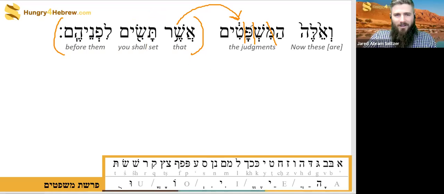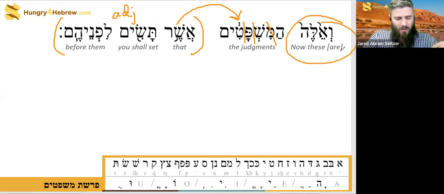So the asher tasim lifnei hem, all of this is a relative clause that acts like an adjective describing something about hamishpatim, the judgments. The first two words are already a sentence. The ele is what's called a near demonstrative. These things that are close to me. These things are, the verb is implied, the judgments. What about them? This says that tasim, you shall set lifnehem, before them.